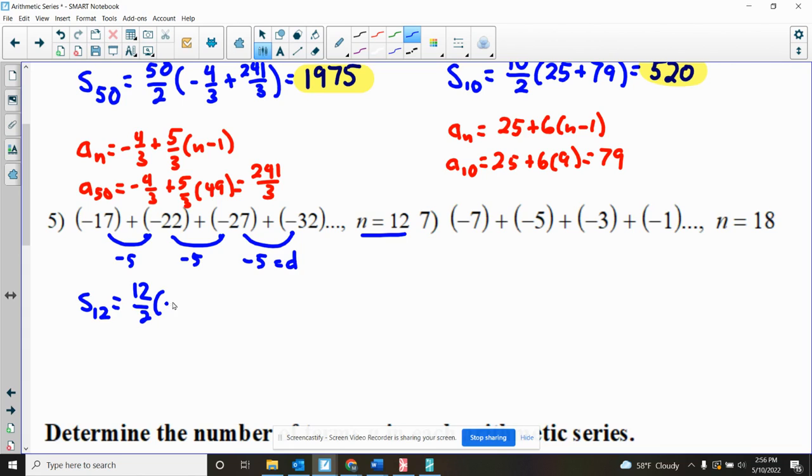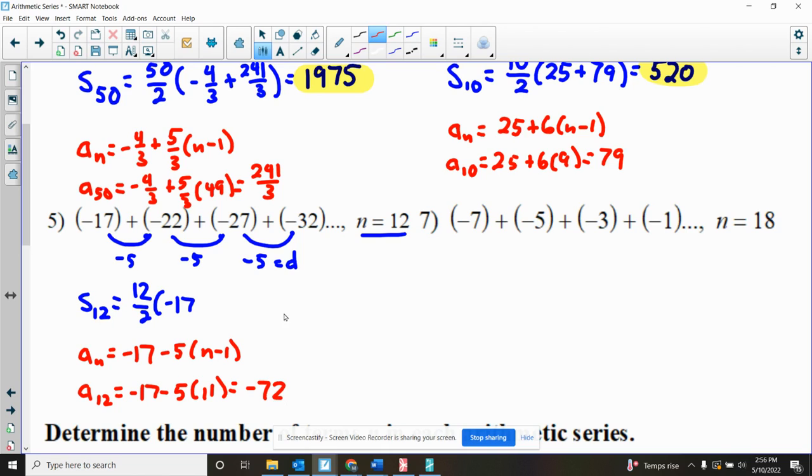The first term we have is right here at negative 17. What we don't have is the last term. So set up the formula for the sequence. The common difference, actually, because the common difference is negative, I'm going to write it as minus 5 times n minus 1. So in the case of the 12th term, 12 minus 1 would be 11. So negative 17 minus 55 gives me a 12th term of negative 72.